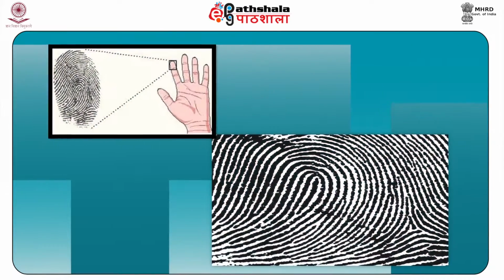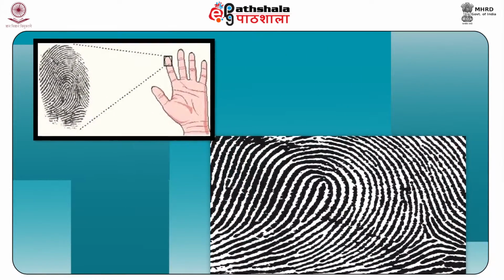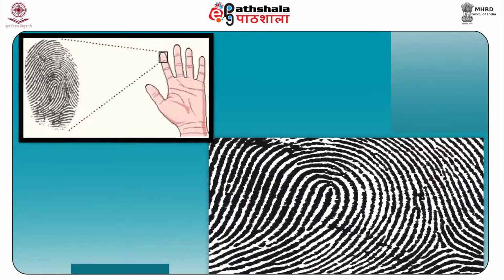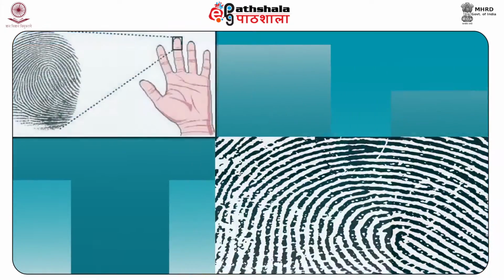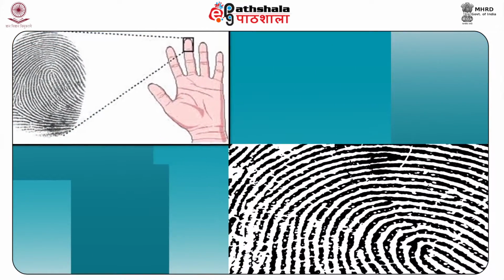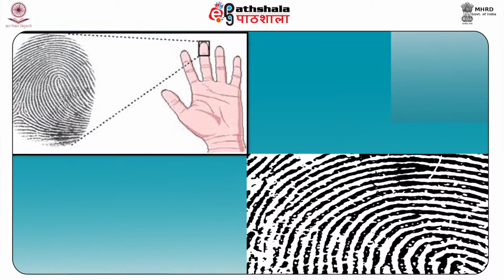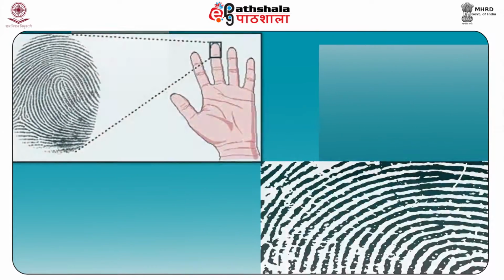Radial loop. The loop pattern flowing towards the radius bone, that is towards the thumb of the hand, is called a radial loop, which is a rare type of pattern. Ulnar loop. The loop pattern flowing towards the ulnar bone, that is towards the little finger of the hand, is called an ulnar loop and has one delta and one core.